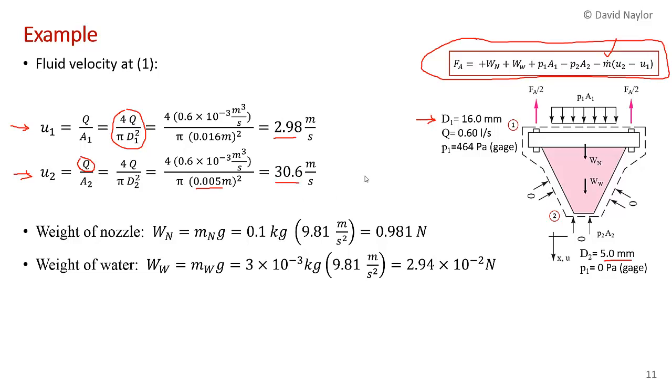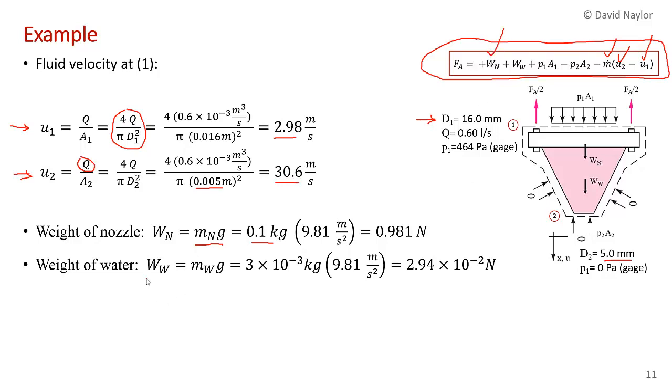So that's the two velocities calculated. Next, we calculate the weight of the nozzle, which is just mg. We're told in the problem statement that the nozzle weighs 0.1 kilograms, so times 9.81 meters per second squared, and a kilogram meter per second squared is a newton. So we have the weight of the nozzle.